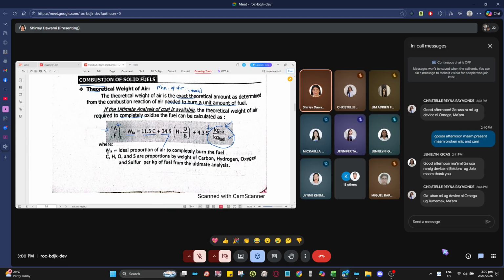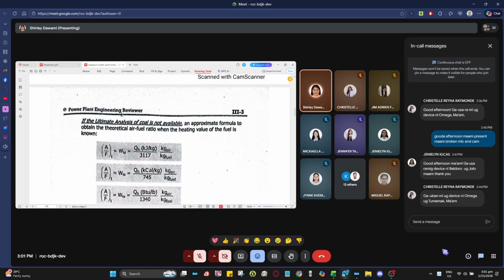Okay, so the theoretical weight of air is the ideal proportion of air to completely burn the fuel. What we mean by proportion here is the minimum amount of air needed, the exact amount of air needed for complete combustion of the fuel.